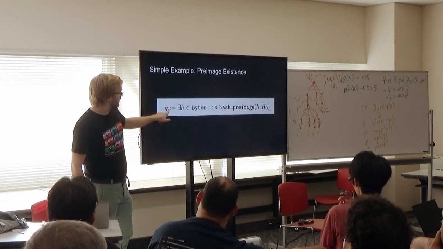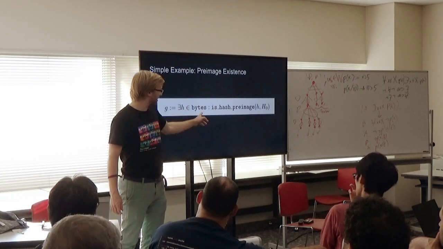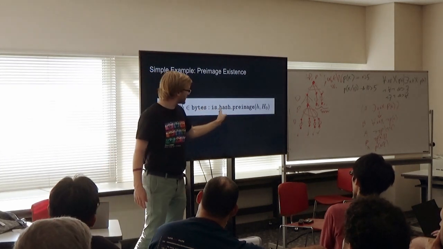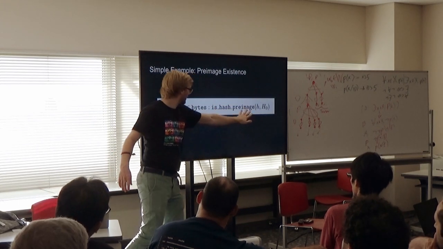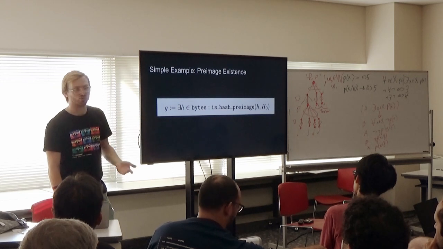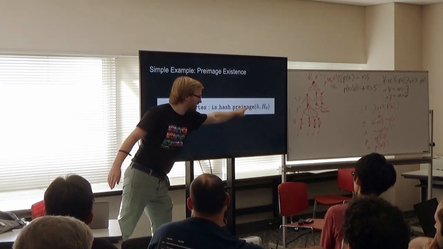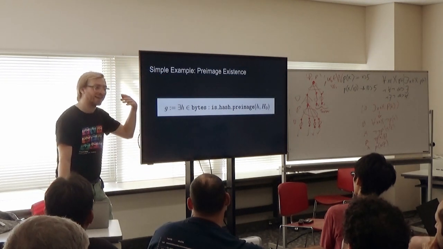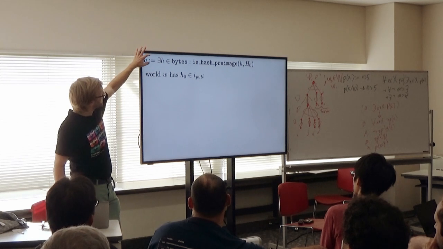So the game or proposition is as follows. There exists a hash h in the set of bytes such that h is a hash pre-image of h_0, for some fixed h_0 that is known. Okay, so this game has a different game tree depending on whether or not little h is known, aka whether it's in the public information or not. Right. So this is the game. We put the game up there.